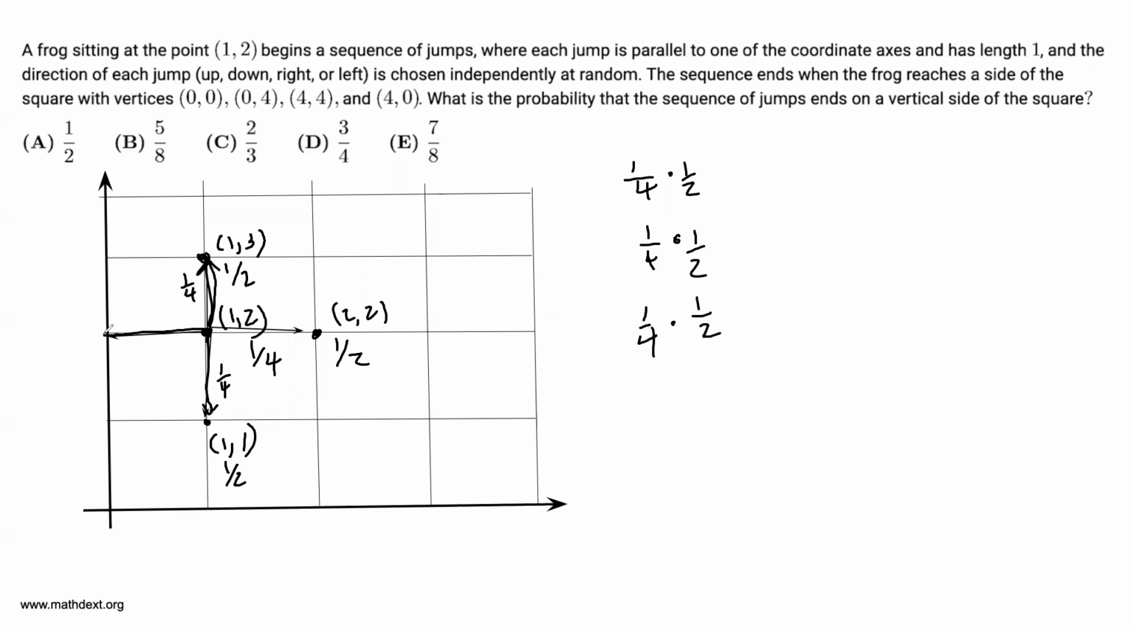Finally, the probability that he goes to (0, 2) is 1/4, in which case he's already on a vertical side, so he wins for sure. So the probability there is just 1/4 that he'll succeed. And finally, our answer is the sum of these 4 quantities, which turns out to be 5/8.